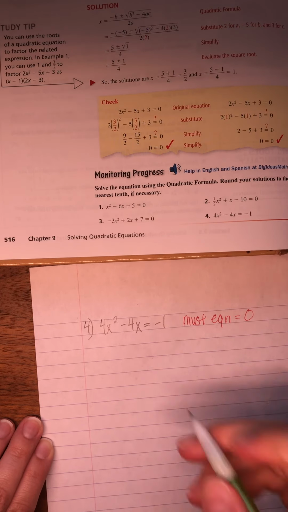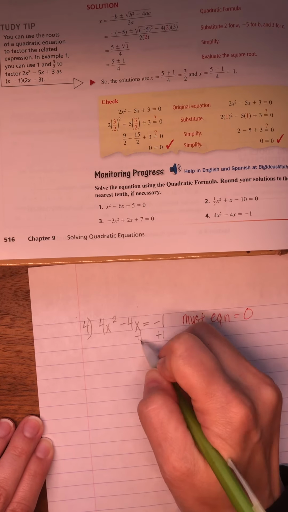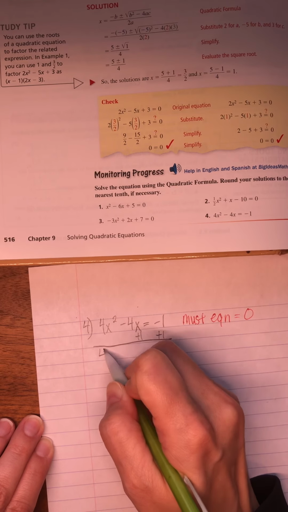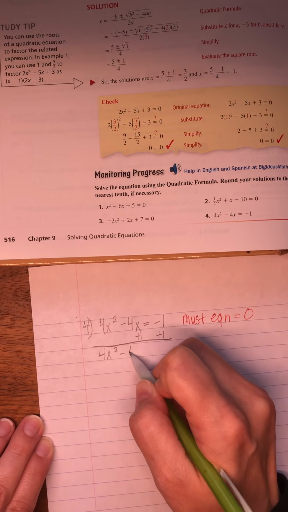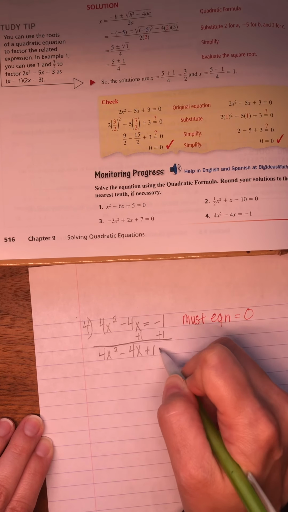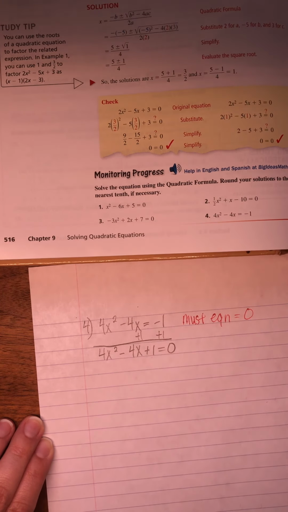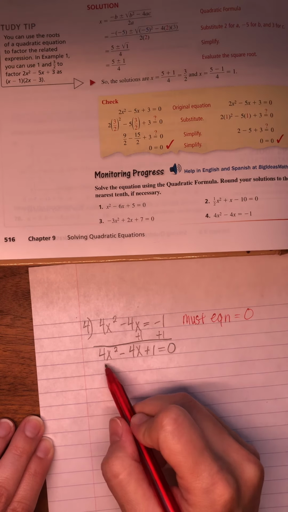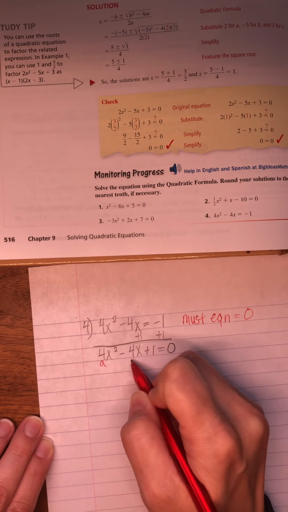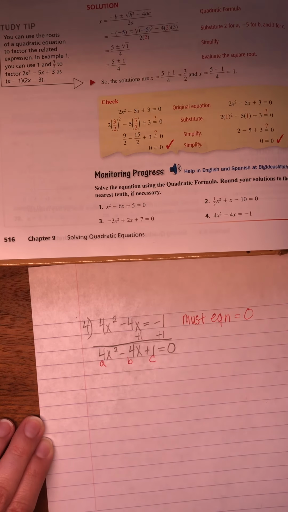So let's fix it. Let's add this 1 to both sides, and then we can get our equation equal to 0. 4x squared minus 4x plus 1 equals 0. All right, now it's in standard form and it's equal to 0. Here's my A, B, and C. Let's plug it into the quadratic formula.